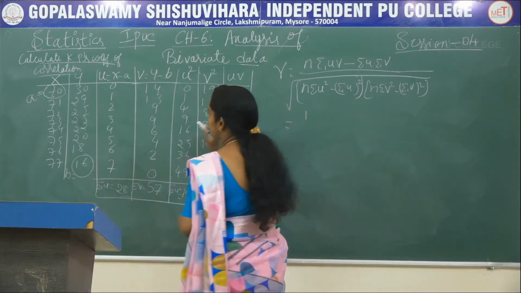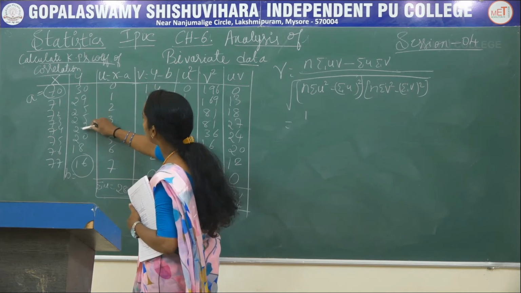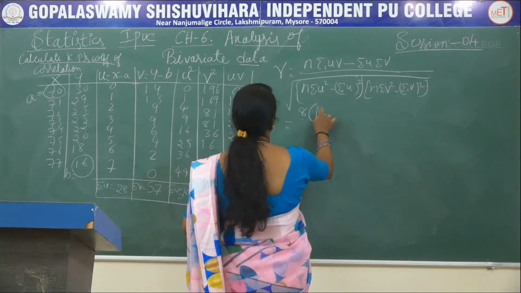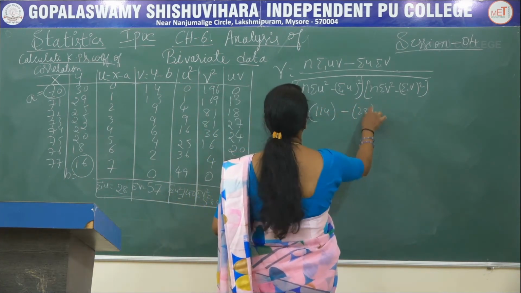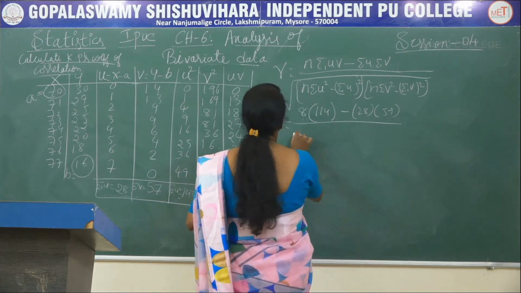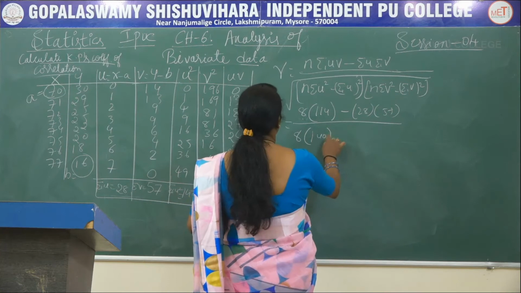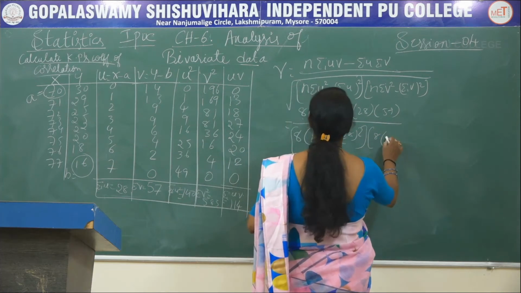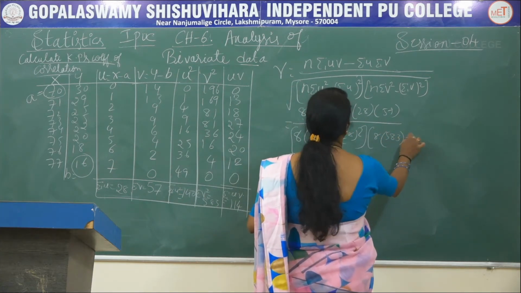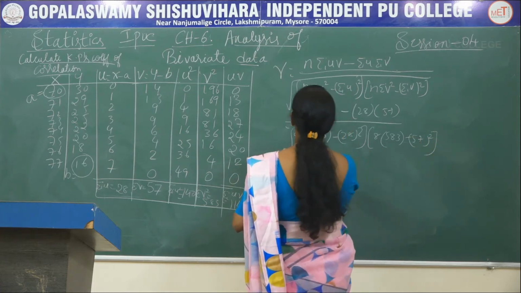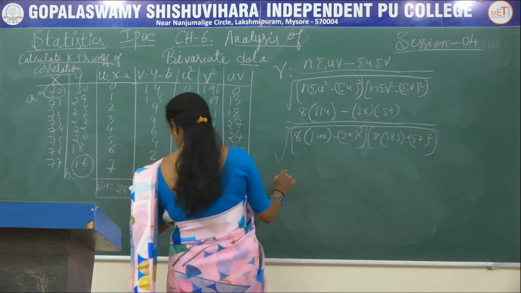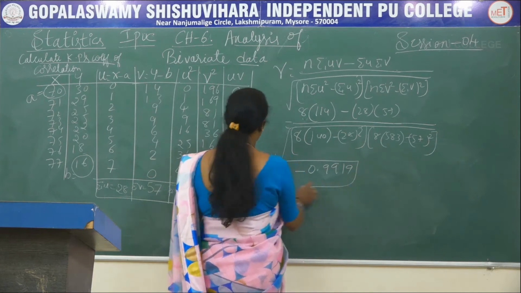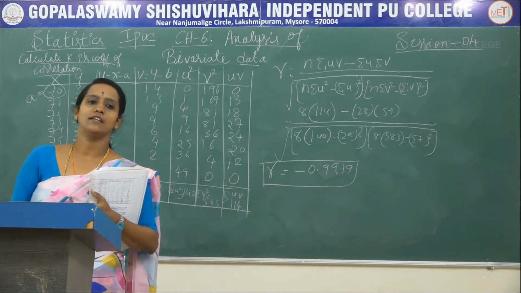It is n number of observations: 1, 2, 3, 4, 5, 6, 7, 8. So n is equal to 8 and summation UV is 114, minus 28 into 57, divided by the square root of 8 into 140 minus 28 whole square, into 8 into 583 minus 57 whole square. And lastly you will get minus 0.9919. So this is our correlation coefficient value, that is minus 0.9919.